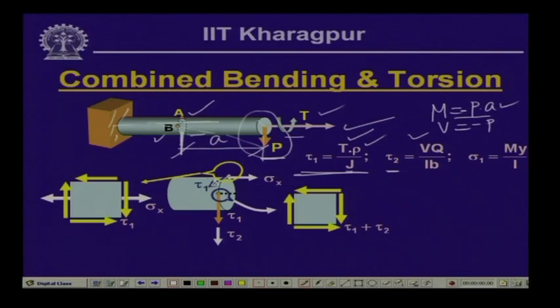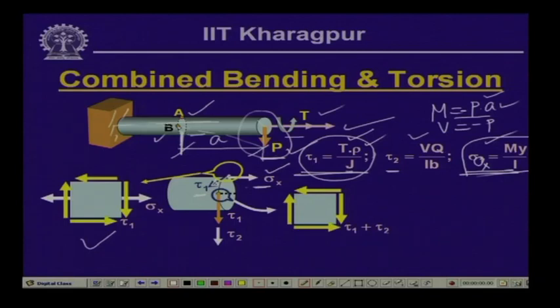And at point A, because of the bending, because the transverse load P is causing bending at A, which is equal to minus P into A, we will have a normal stress which is M y by I, this is sigma x. So sigma x is equal to M y by I as it is indicated over here. So at the top point we will have a normal stress sigma x, and there will be shearing stress tau 1, which is arising from the twisting moment only, and this is the representation of the stress pattern at that particular point A.